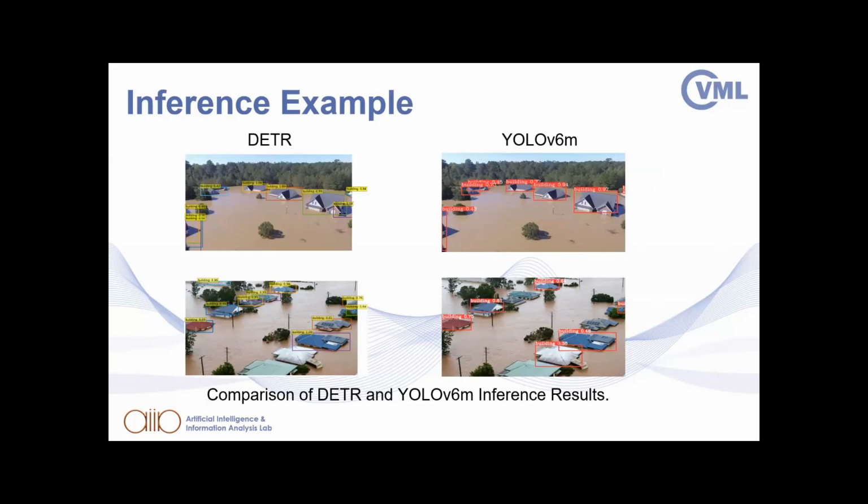Here are the inference results between DETR and YOLO version 6 medium for flooded house detection. YOLO version 6 medium performs faster inference than the detection transformer, and it is more suitable for real-time applications. And overall, YOLO version 6 offers a better combination of precision, confidence, and speed for this task.